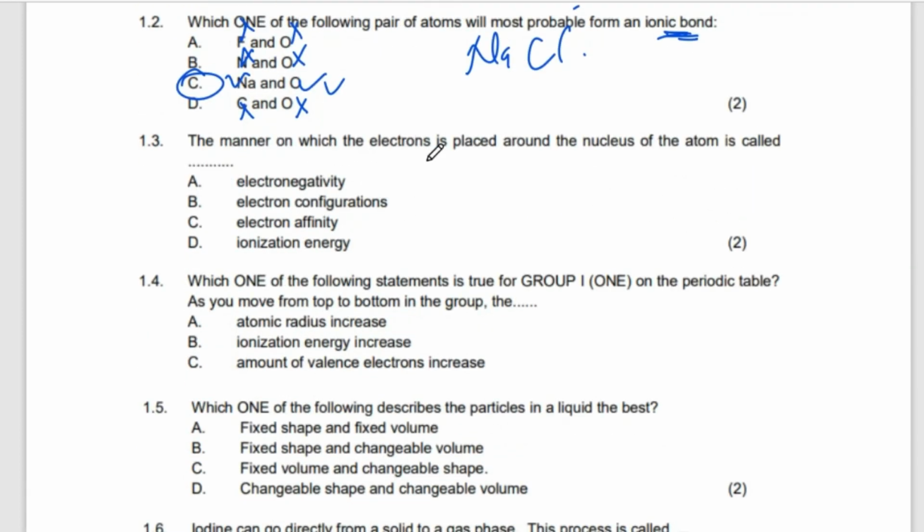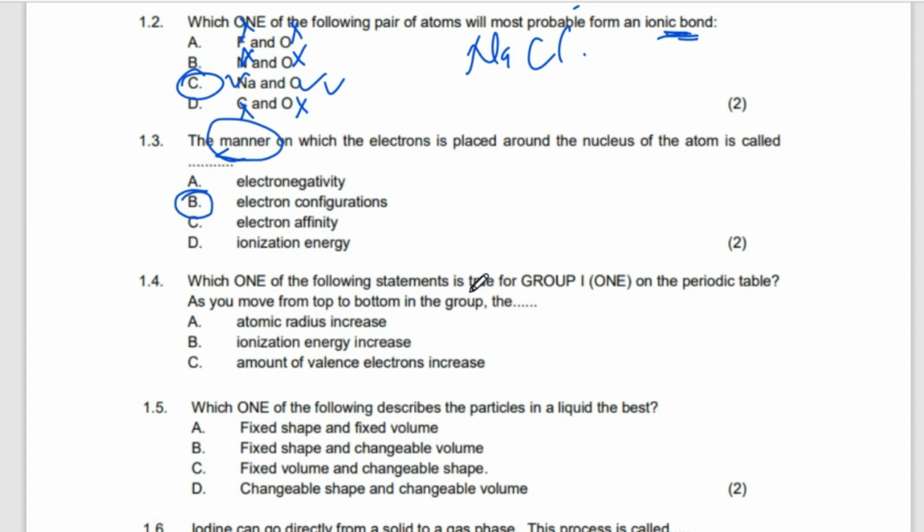The manner in which electrons are placed around the nucleus. Here they're saying the way, the manner, né, in which these electrons are placed around the nucleus is called, how do we call that? We call it electron configuration. You are configuring these electrons. How do you configure them? So that's the manner. In science, we call it electronic configuration.